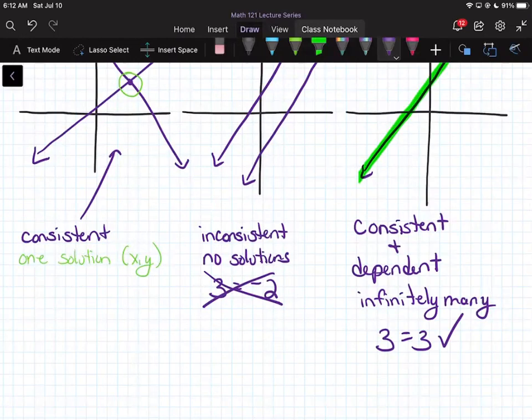In our next couple videos, we will look at several ways to solve these systems algebraically.